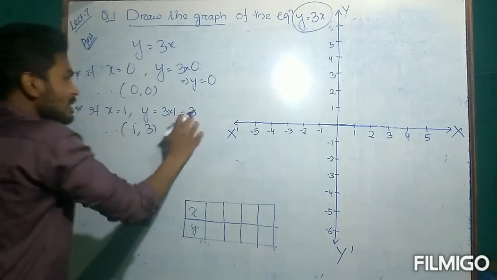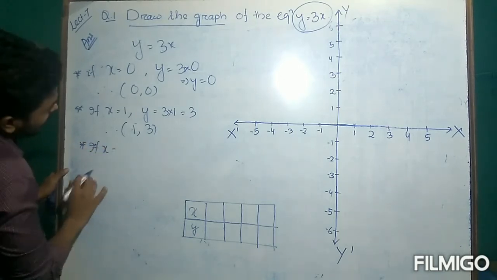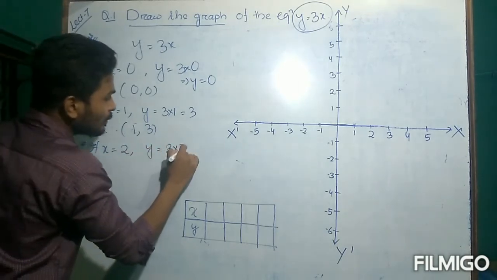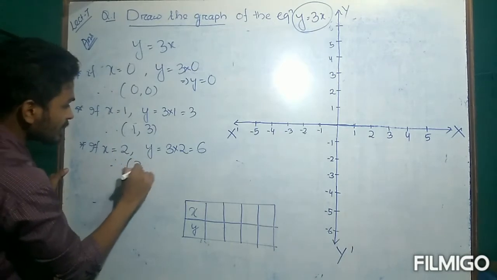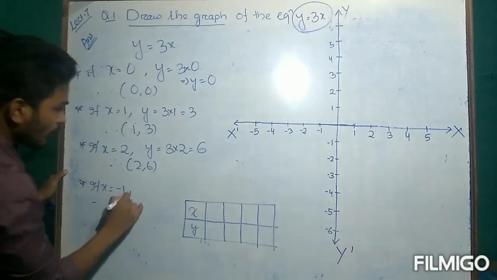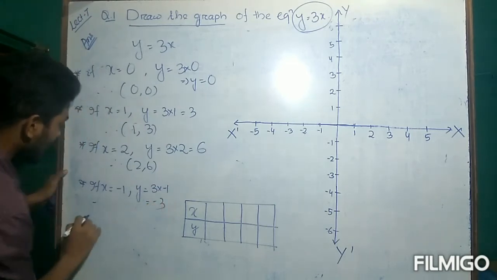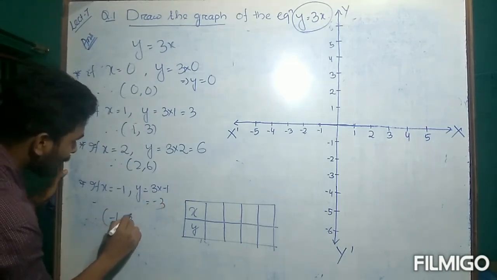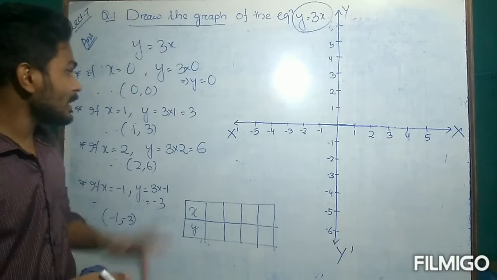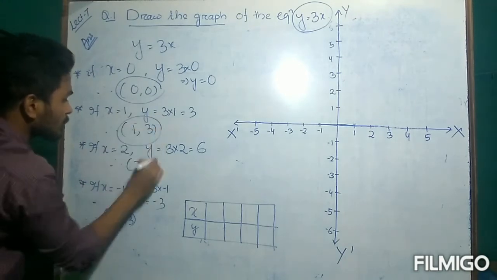You have to write the x coordinate first, then you have to write the y coordinate. Okay. Next, for the third solution you can take x to be 2. So your y coordinate will be 3 into 2. That is 6. So the solution is (2, 6). Again you can take x to be minus 1. Okay. So y will become 3 into minus 1, that is minus 3. Hence the solution is (-1, -3). So in this way you can find more than 4 or 5 solutions, but we need at least 2 solutions in order to draw the straight line. So here we find 4 solutions.